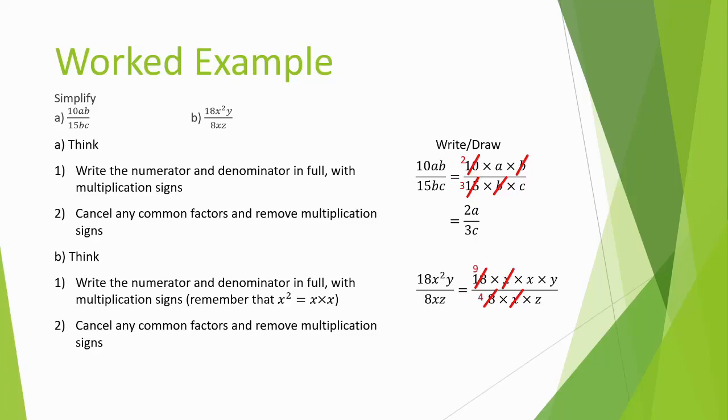And of course our coefficients, 9 and 4, because we can divide 18 by 2 to get 9 and 8 by 2 to get 4. The x, the y, and the z are left because nothing else can cancel out there. And so what we're left with is 9xy over 4z. And again, we can clearly see in my workings, we've got the 9, the x, and the y on the numerator, and the 4 and the z in the denominator.